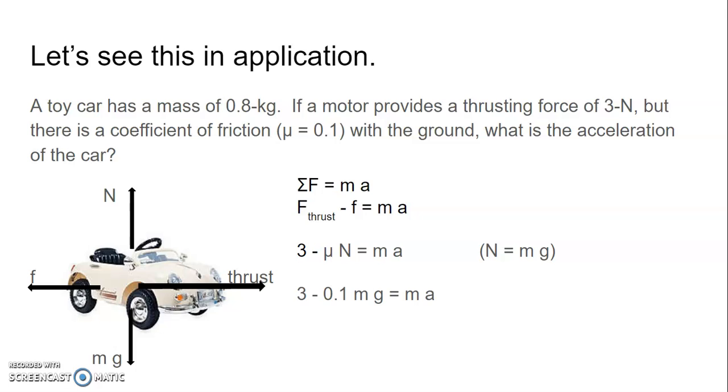Well, if you take a look at what the normal force equals, it's the weight because they are equal and oppositely directed. So you get 3 minus 0.1, that's the coefficient, mg, and that equals ma. And you can do a little bit of substituting in with numbers, and you get 3 minus 0.1 of 0.8 times 9.8, that equals 0.8a, and solving, you get the acceleration is equal to 2.8 meters per second squared. So the problems can get a little tricky, they really can.